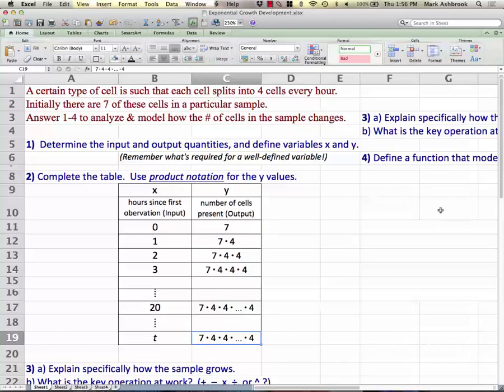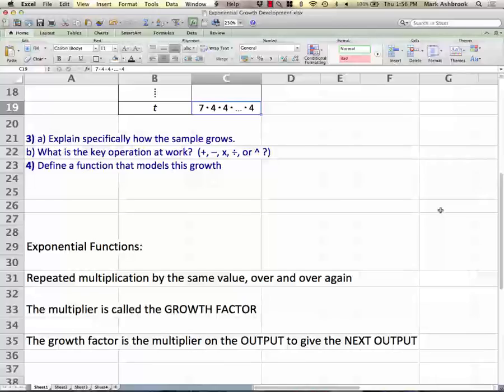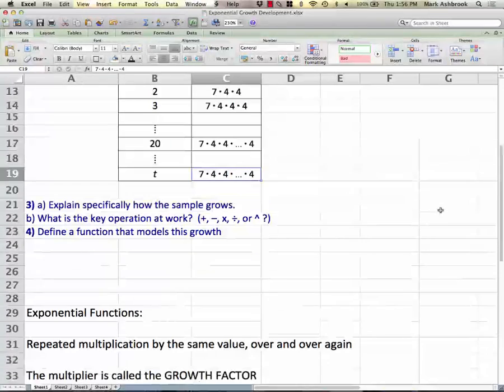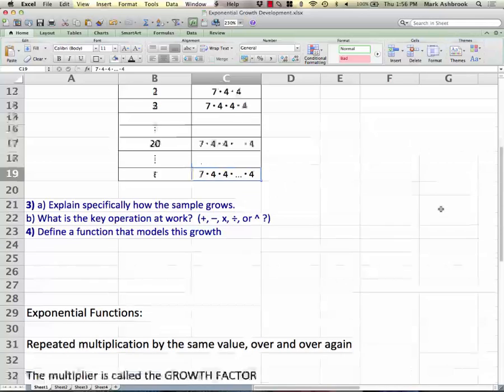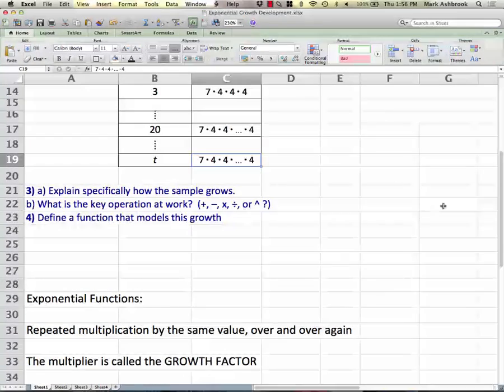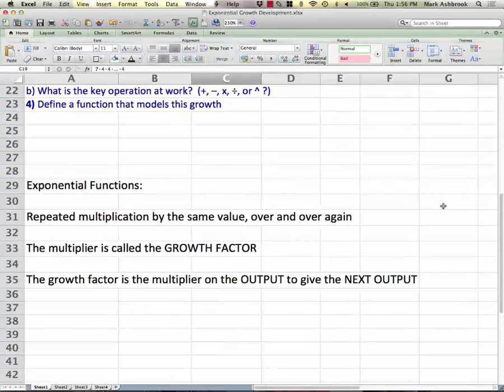Okay, so let's summarize that here. Exponential functions are about repeated multiplication by the same value over and over again. And what is that value called? The growth factor. And the growth factor is the multiplier on output to give the next output. This is the key to it.